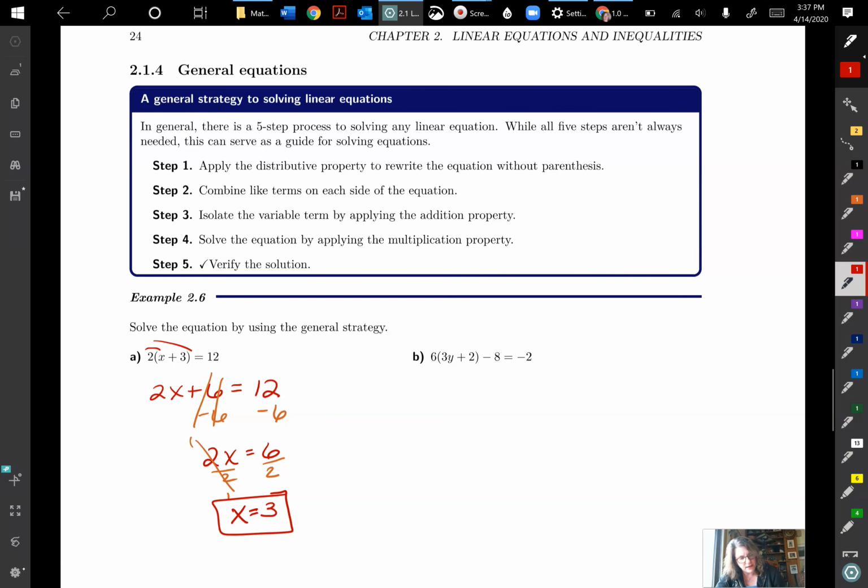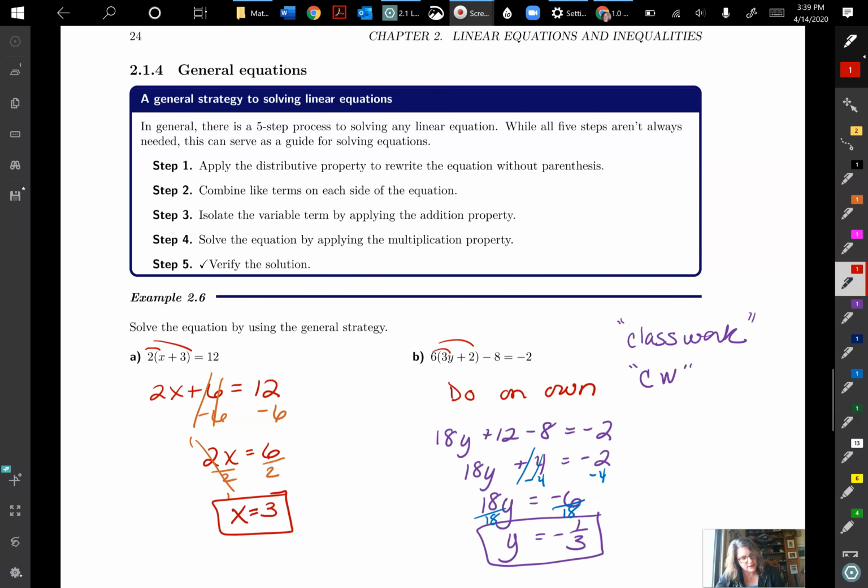So now part B, again, distribute. So we would have 6 times quantity 3y plus 2 and quantity minus 8 equals -2. So distribute first and then see if you can streamline that down. I'll leave that one for you to do on your own and then check the answer. I'll write up the steps though.